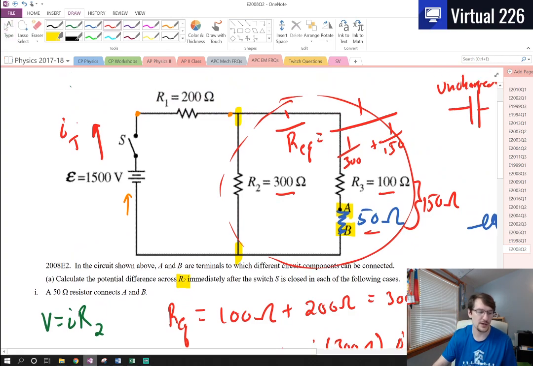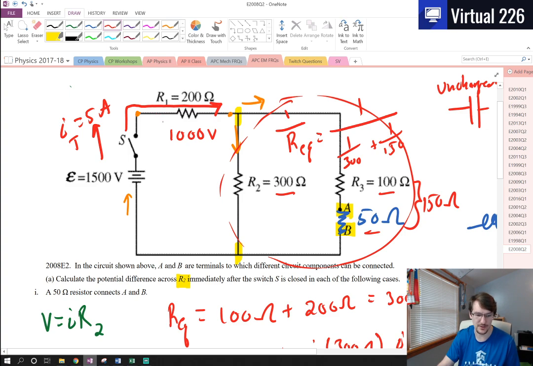If we know the total current here is 5 amps, well, this current is running 5 amps through this resistor, but at this point it's going to break into 2 different current components here, which will add back up to the 5. I don't really want to figure out what the 2 current components are. It's actually going to be easier for us just to do 5 times 200. That equals 1000 volts. That's how much voltage is dropping across R1.